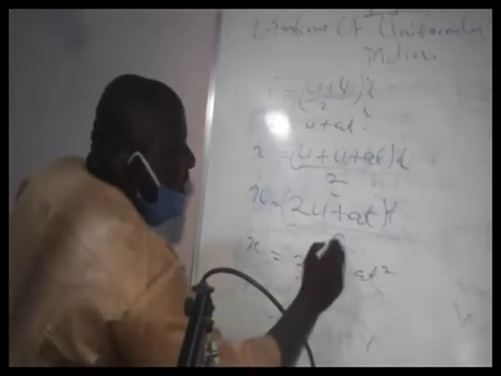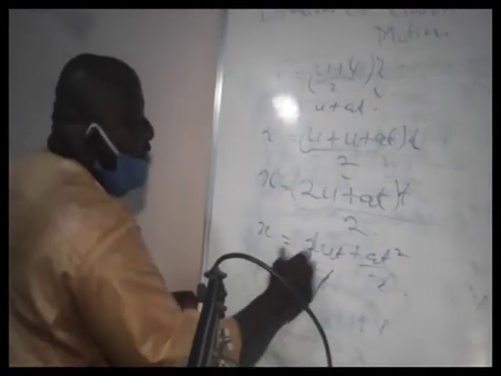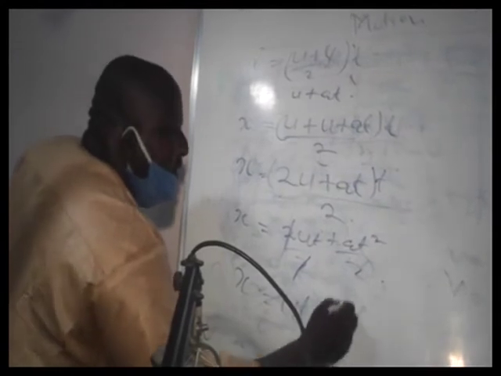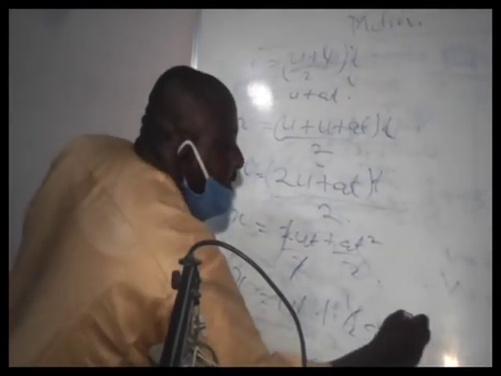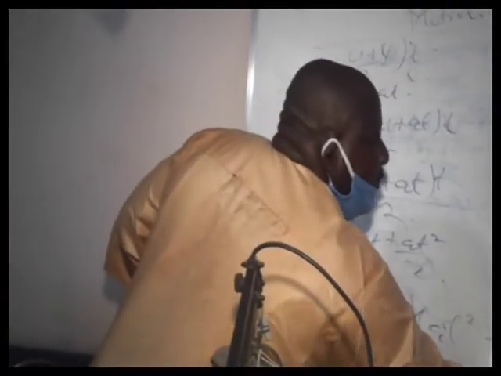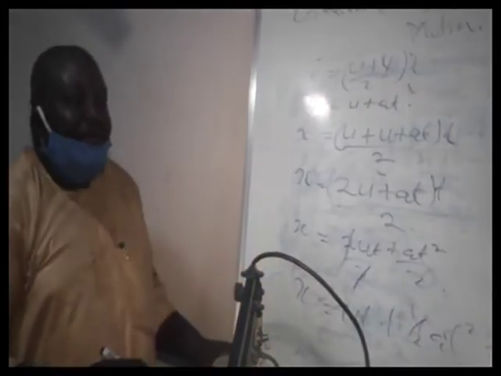Then divide by 2 each, because you can still break it. You are dividing by 2 each. Now this 2 will cancel this 2. And x now will be equal to ut plus a half at squared. Very clear. So this one is the second equation of motion.